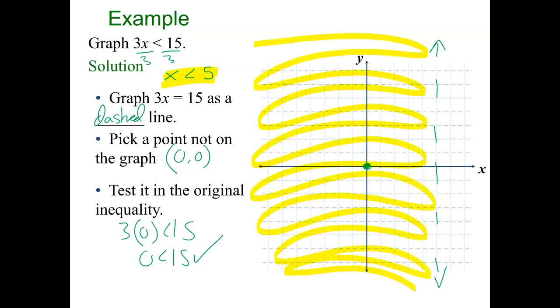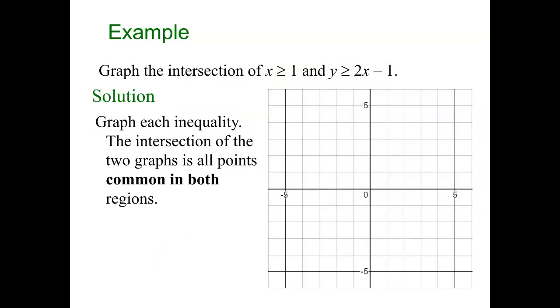The inequality. If you don't have an "or equal to," it's dashed. Last two are going to be intersection and a union.